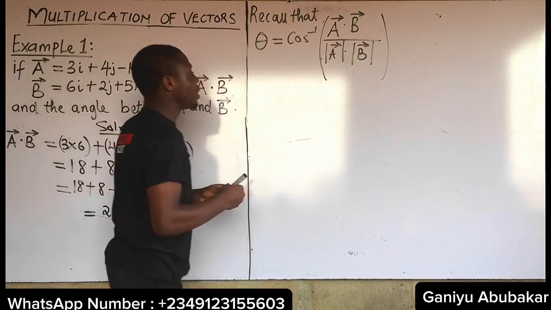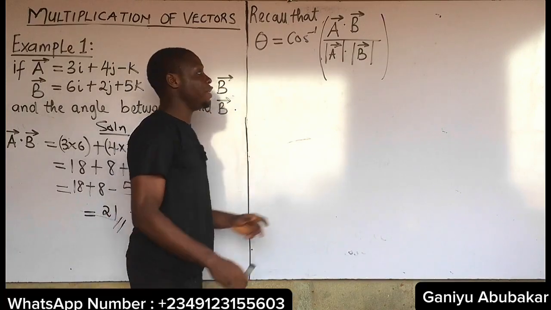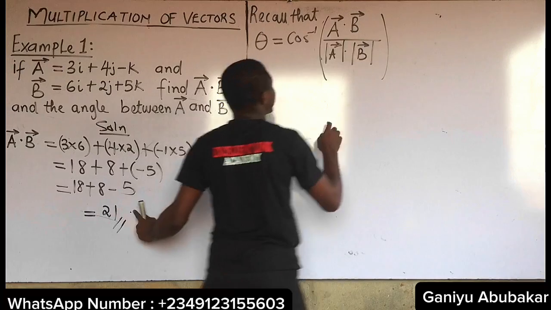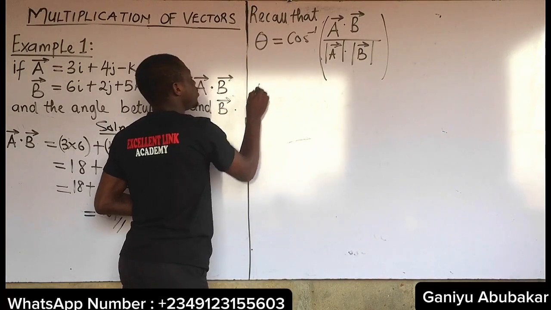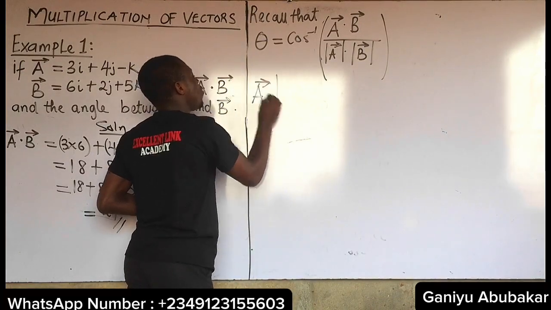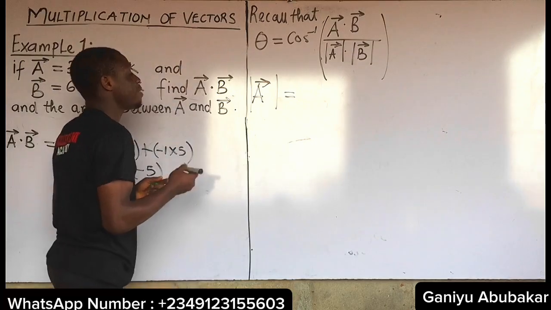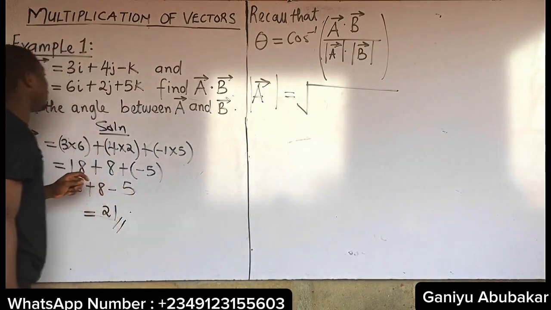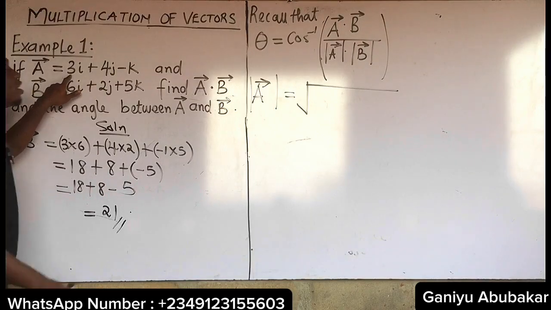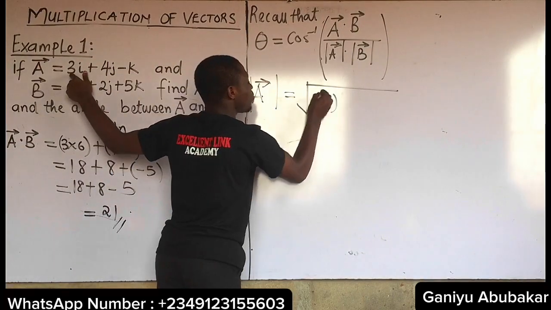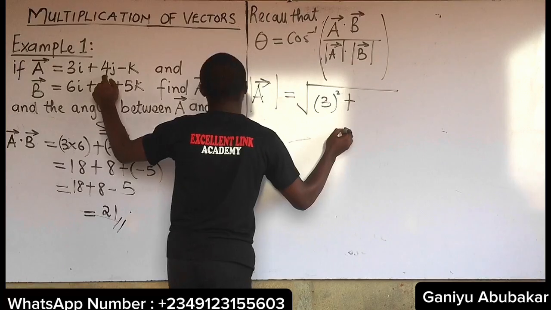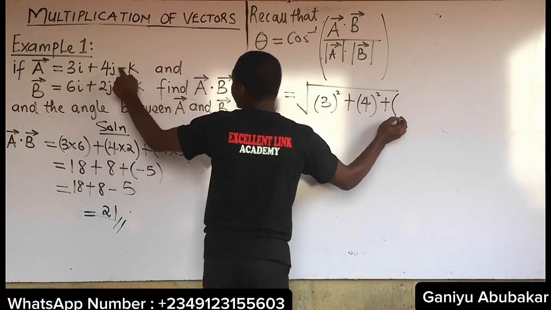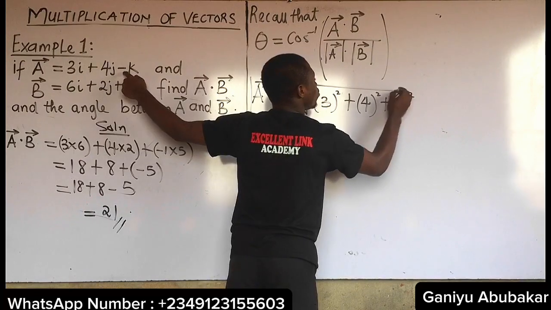So my task now is to get the magnitude of A and the magnitude of B. I've gotten the dot product as 21. Let's get the magnitude of A. When it comes to getting the magnitude of A, we simply take the square root of the sum of the squares of each coefficient. For A, this is 3, so I'll have 3 squared, plus this is 4, 4 squared, plus this is -1, all squared.